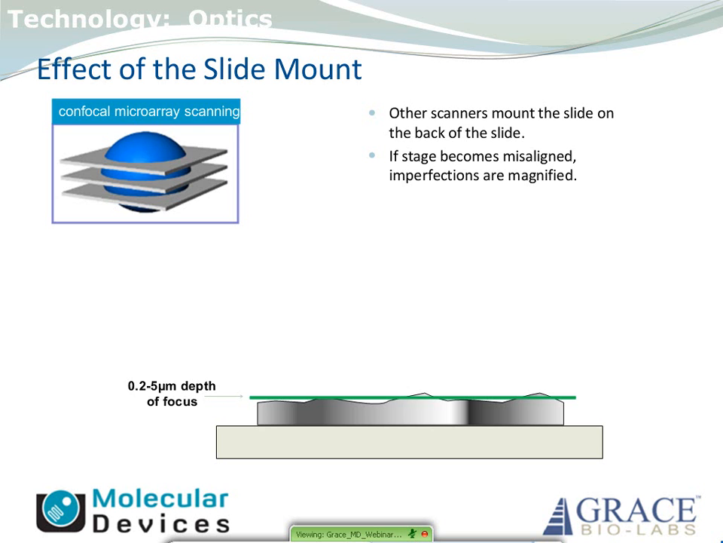That is not a problem of your microarray. It's actually a problem inherent to confocal optic systems. There is nothing you can do about it if you have a scanner like this with this kind of setup. Let me go to the next slide.